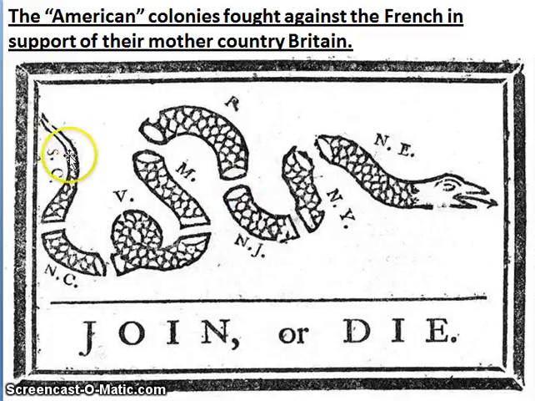So here we see a very early famous political cartoon, and it says, "Join or die." So in this, the American colonies are represented by a snake, and it's saying if we don't join up to fight the French, then each individual colony, South Carolina, North Carolina, Virginia, Maryland, Pennsylvania, New Jersey, New York, and New England would all be cut apart and destroyed.